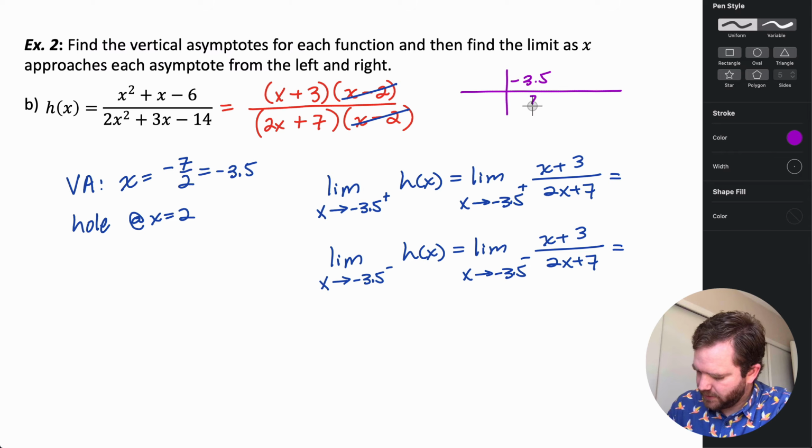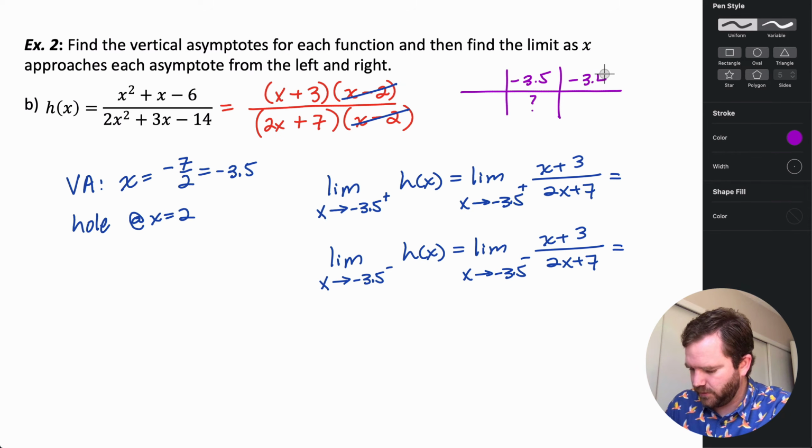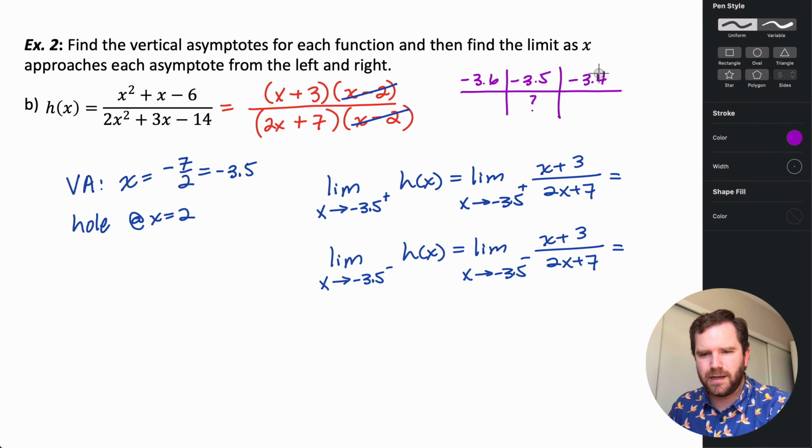I don't know its value because its value is undefined. But if I were to pick a number a little bit to the right of it, say negative 3.4, and I were to pick a value to the left of it a little bit, negative 3.6, what would happen? So if I plug in negative 3.4, so I'm approaching negative 3.5 from the right, what do I get?